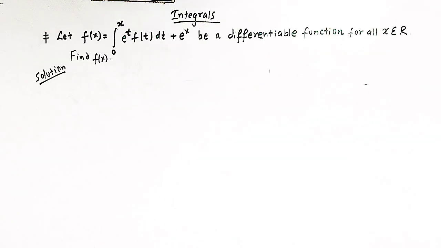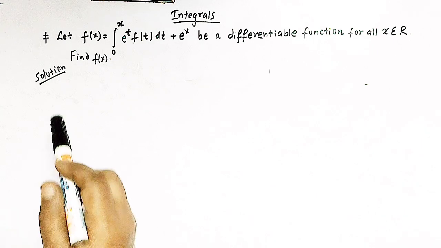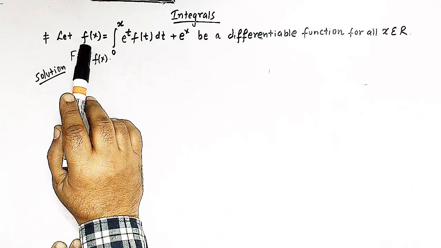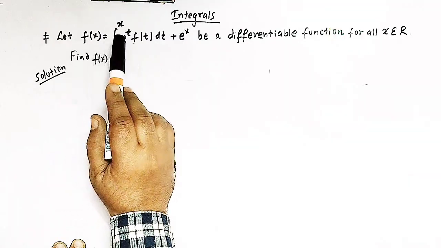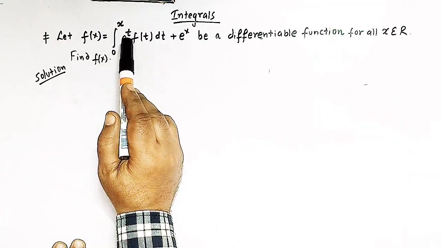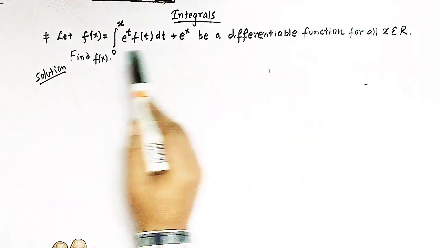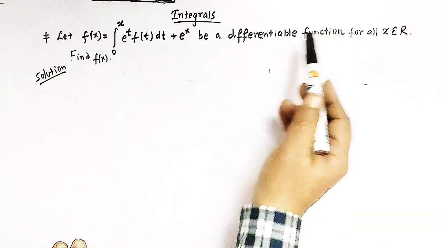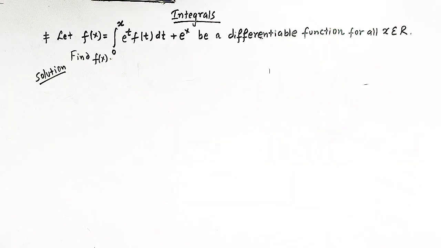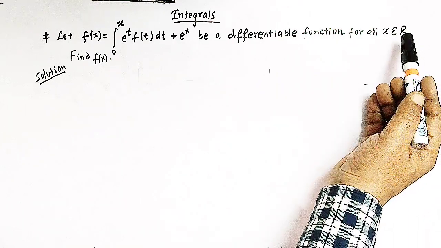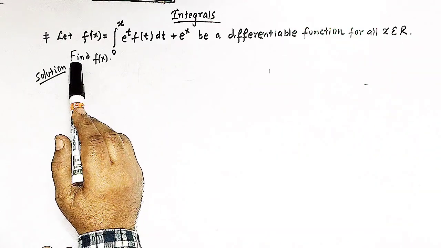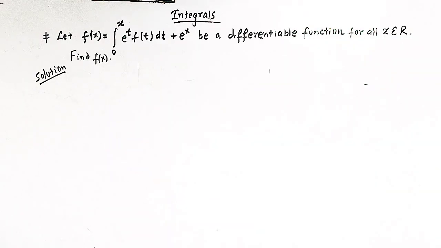Hello viewers, in today's session we are going to discuss another important problem from definite integrals, where we are given a function f of x which is equal to the integral 0 to x e raised to t f of t dt plus e raised to x, and this function f of x is a differentiable function for all values of x belonging to the set of real numbers, and we have to find f of x, right?